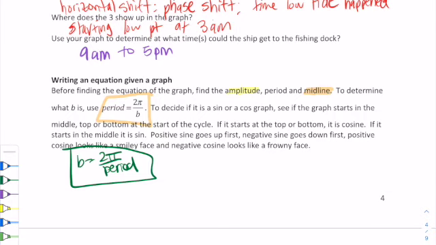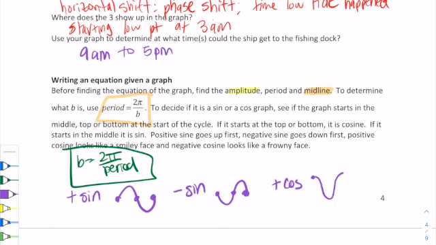Okay. Now you also do need to remember your 4 different ways of your graphs. So you have a positive sine graph, starts in the middle and then goes up. So 3 middles, remember, is 1 full cycle. A negative sine starts in the middle but goes down first, again 3 middles. You have a positive cosine graph, which starts at the top and then goes to the next top for 1 full cycle. And then you have a negative cosine graph, which starts at the bottom and then goes to the next bottom for 1 full cycle.